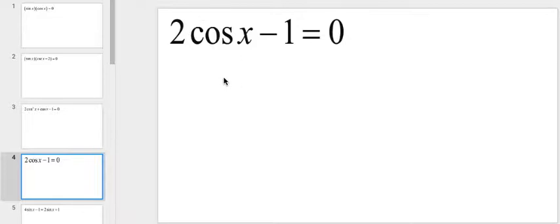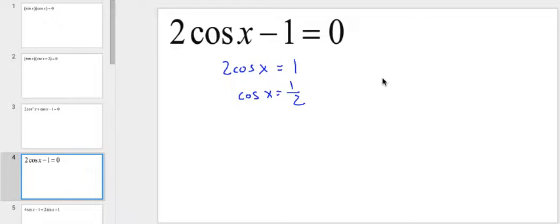This is one of those problems where you just need to step back for a minute and pay attention to what you have. This is not a factoring problem. This is just a straightforward solve the algebra problem. We need to add 1 to the other side, so we got 2 cosine x equals 1. Divide by 2, we got cosine x equals a half.